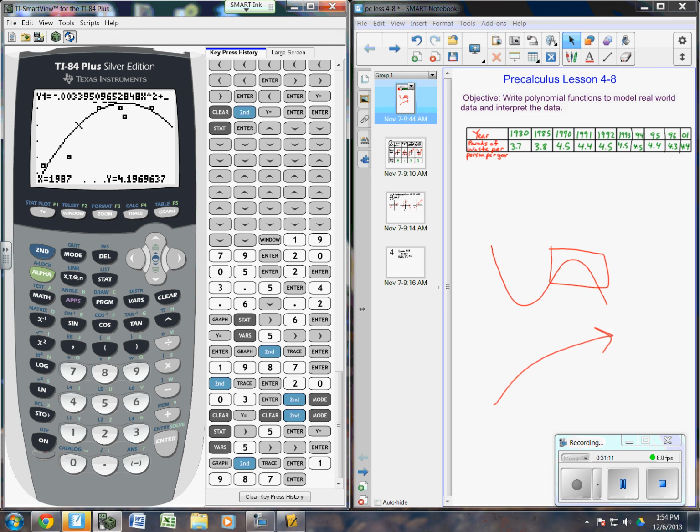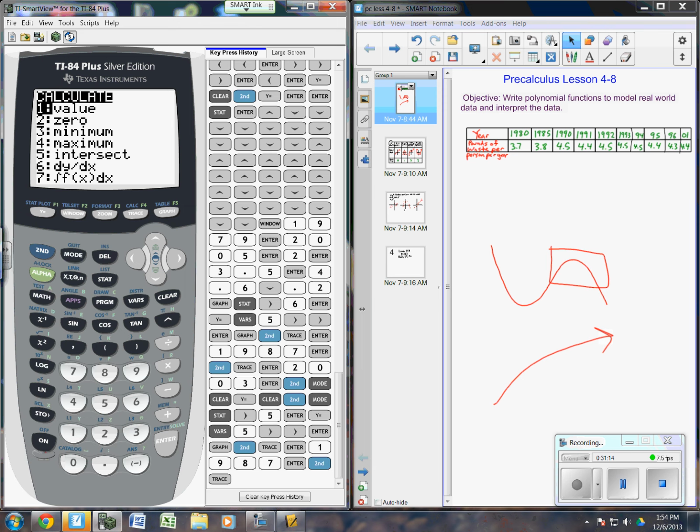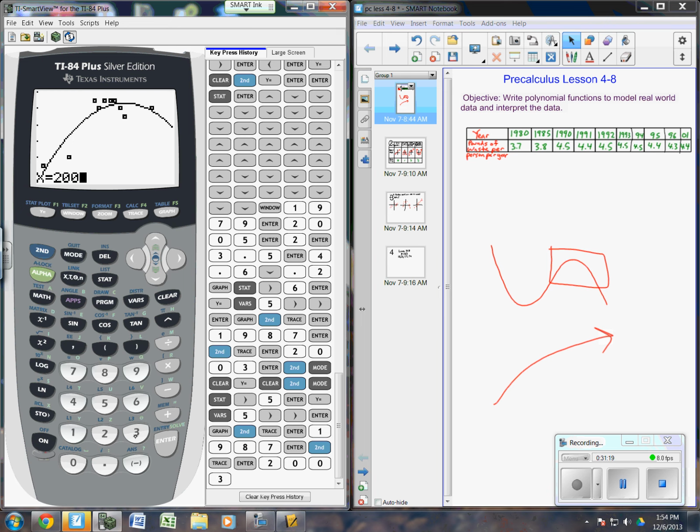Let's go check out the other one. Go to second trace again, go to value. Let's put in what was it, 2003? 4.3. What did we get before on that one? 4.18, so it's a little bit different, right? 4.18 to 4.29, I guess. So we're about a 10th off. So if you would have used cubic or quadratic, that would have worked for that one. By the way, there's probably more than one answer on each of these.